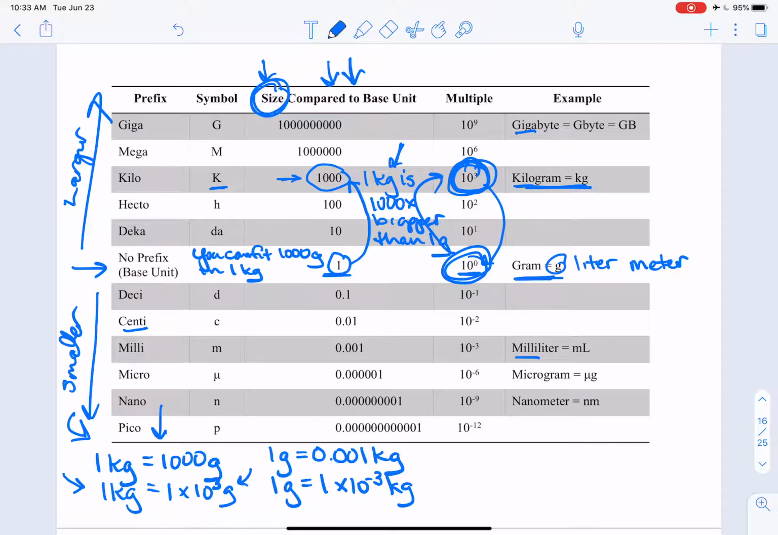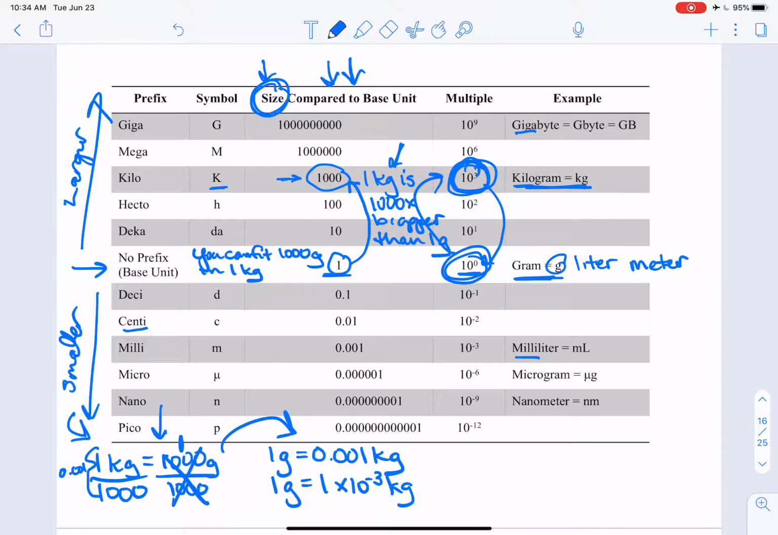So how did I get from here to here? Well, if I divide both sides, so if I say 1 kilogram divided by 1,000, and I divide that side by 1,000 because that's legal in math, the 1,000 cancels out and we're left with a 1, and the 1 divided by 1,000 is going to give me 0.001. So this right here, the 1 over 1,000, gives you 0.001.